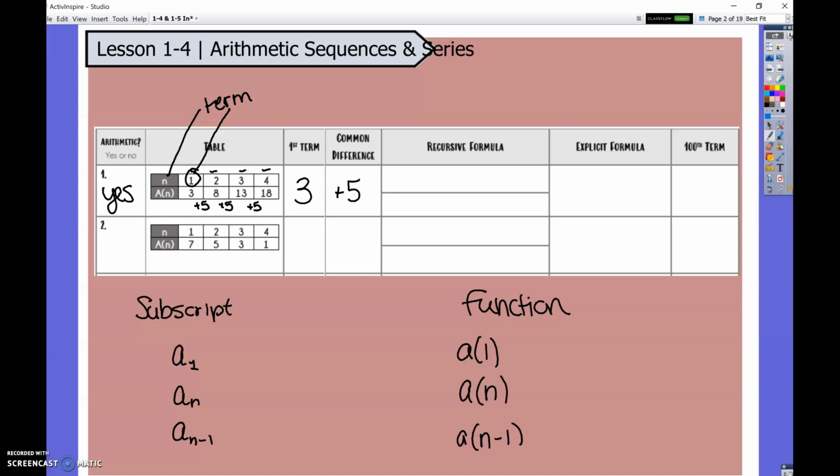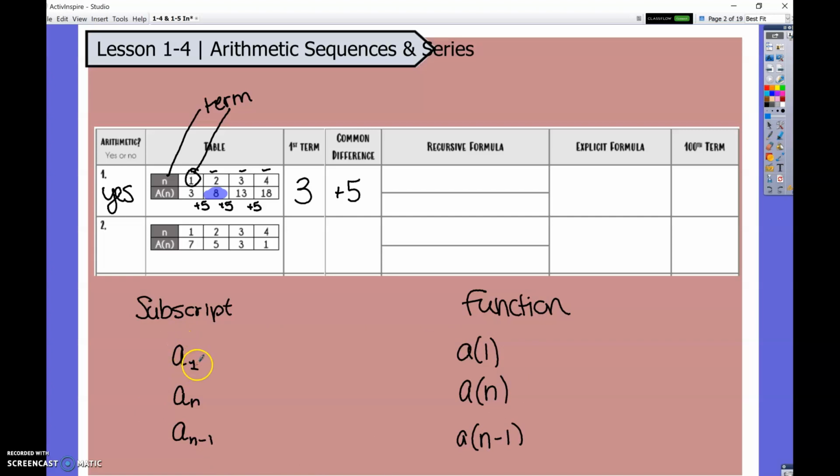Now we get into some things that we're not so familiar with. Recursive formulas, again, are ones that use previous terms to find the next term. Well, we know that, for example, when I was looking at the 8, if that was the previous term, I would have to add 5 to get to the 13. So we're going to write some formulas that are recursive, but we need to know some notation. Down here, you'll see I have the word subscript and function. You've probably seen something like this before, but let's talk about what these mean.